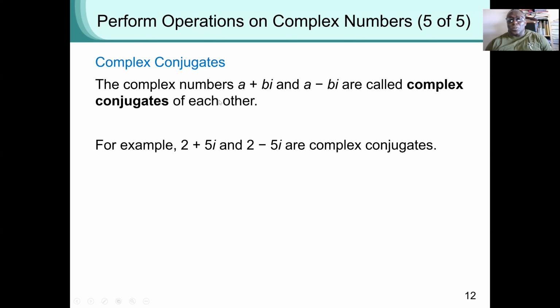So we say complex numbers a plus bi and a minus bi are complex conjugates of each other, because the real and imaginary parts are the same, but one imaginary part is positive and the other is negative. An example is 2 plus 5i and 2 minus 5i. Sometimes a question may say, find the conjugate of 2 plus 5i. The answer will be 2 minus 5i.